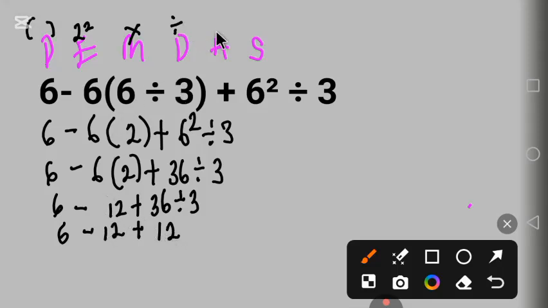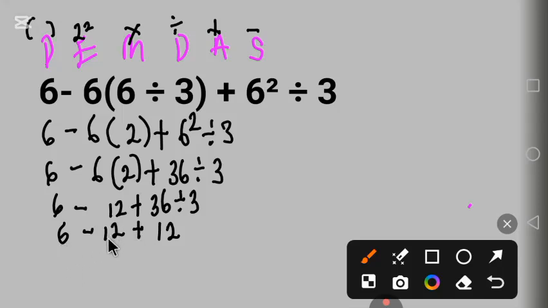And then next is addition and subtraction. This is the next order. This addition and subtraction are in the same level. We begin solving from left to right. Looking at this question from left to right, we can see that subtraction came first, so we are going to solve the subtraction before we solve addition.